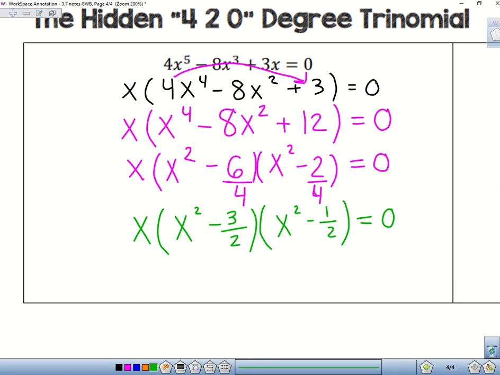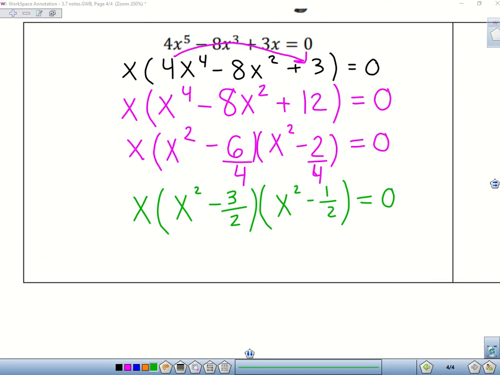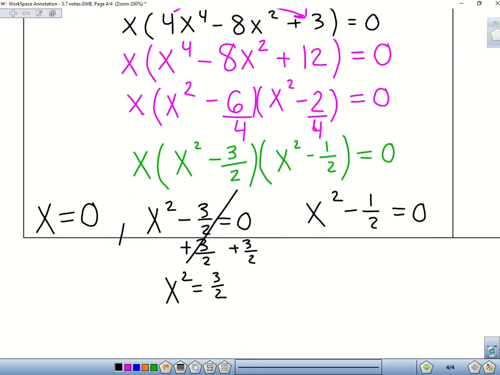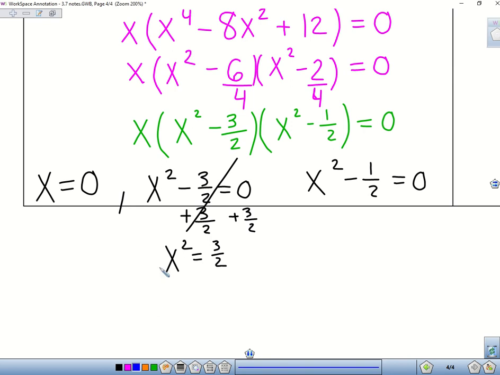So then I'm ready to just set each of these equal to 0. So x equals 0, x squared minus 3/2 is equal to 0, and x squared minus 1/2 is equal to 0. If I add 3/2 to both sides, this gives me x squared is equal to 3/2, and then I need to do what to this? Square root. Good, square root both sides.